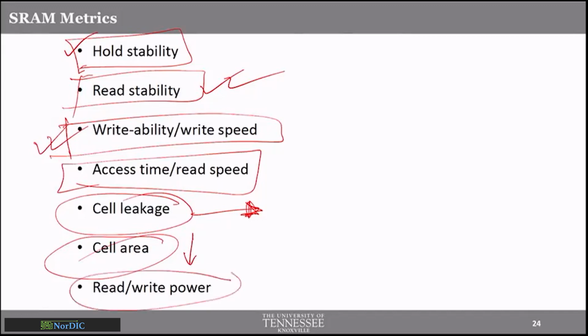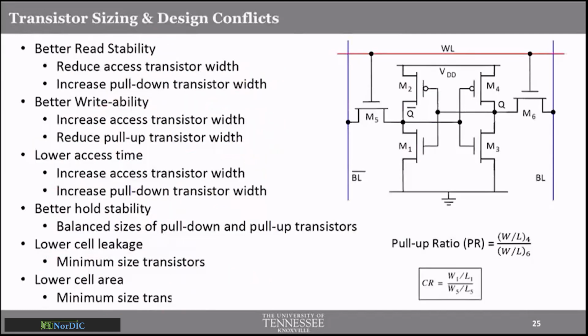And read-write power is a concept that is true for any memory or any circuit that you talk about, right? If you can reduce the read power or write power, always better. Your batteries will hold on for longer. Now, with those ideas in mind, let's try to see how transistor sizing can affect these metrics, and how there are design conflicts and conflicting requirements in this SRAM cell design.